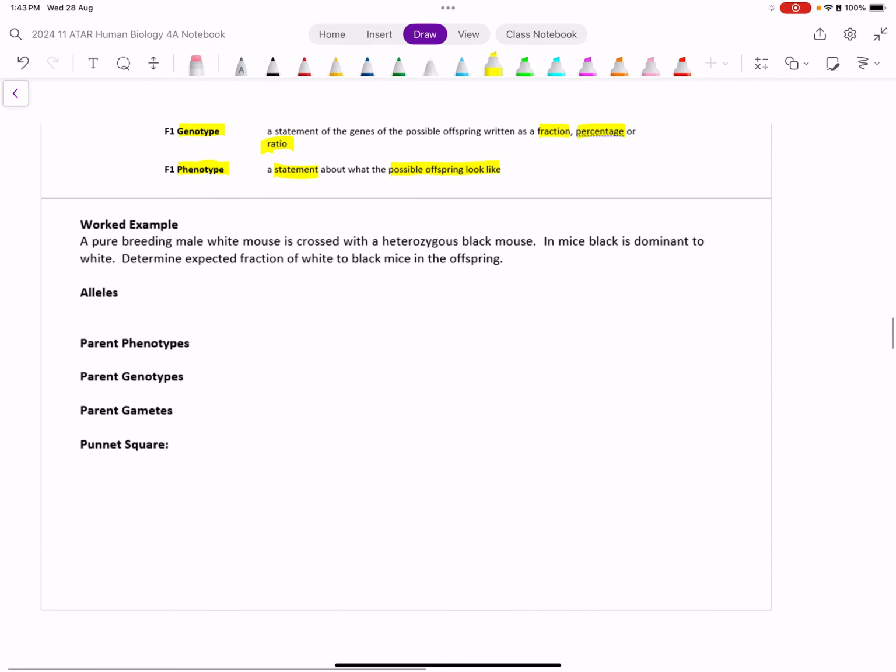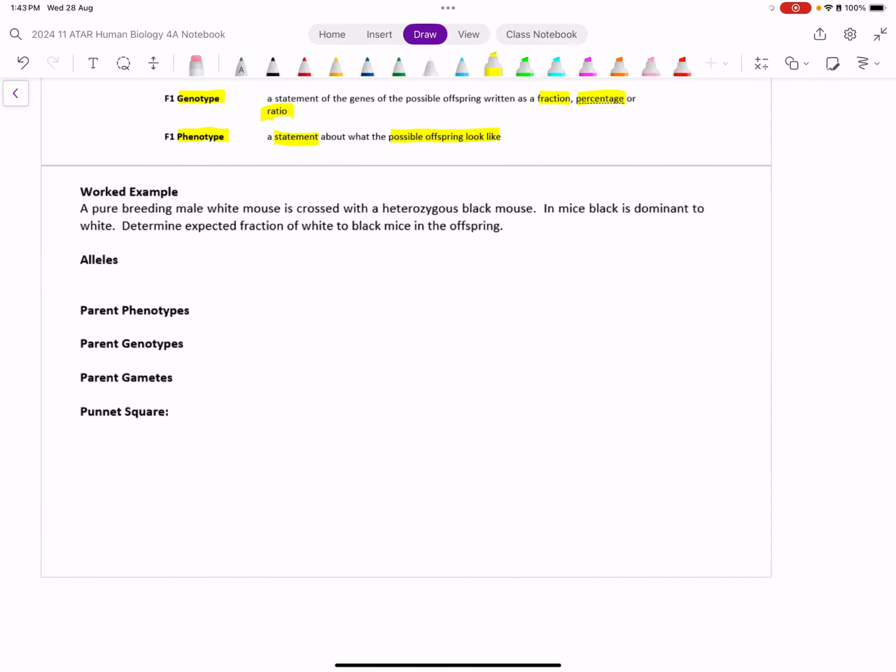So to work through an example now, we have the following scenario. A pure breeding male white mouse is crossed with a heterozygous black mouse. In mice, black is dominant to white. Determine the fraction of white to black mice.